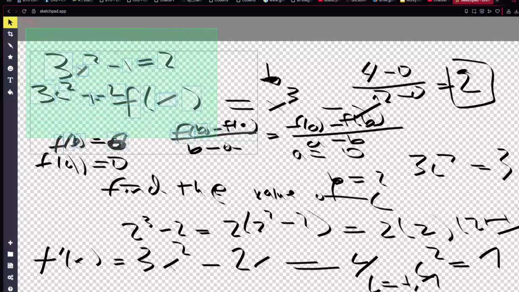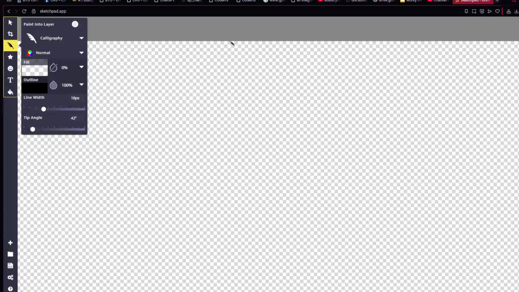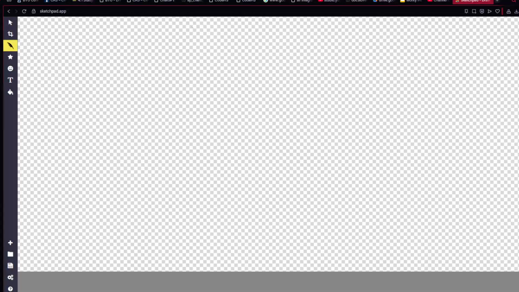Alright, so let's go over 4.2. So we learned before about all those other theorems, but now we're going to learn about the mean value theorem. And I actually have an interesting proof to show you that I've never seen before, and I came up with it on my own.